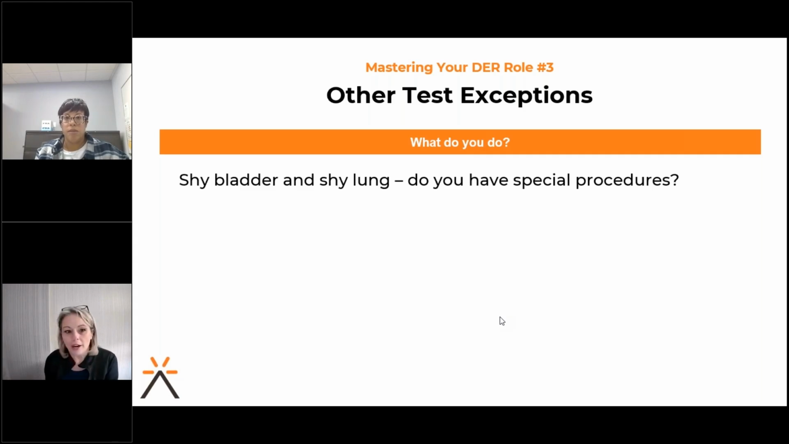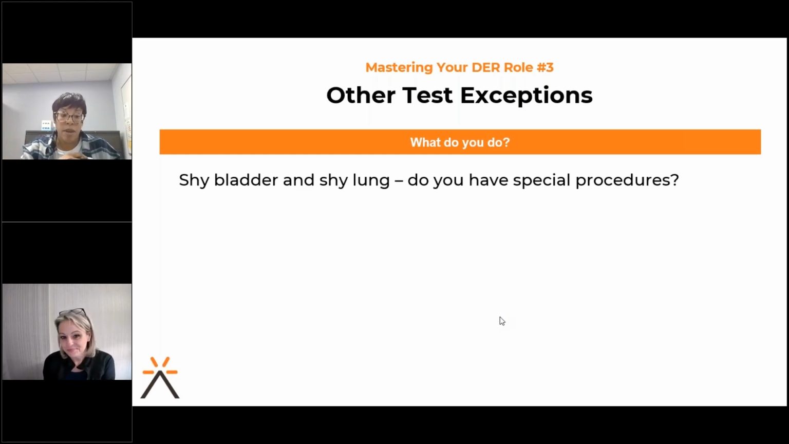How about if we look at shy bladder and shy lung? Do you have special procedures that you've brought into place to help avoid getting into any of those situations? Yes, I can go. I do have special procedures for shy bladder. I have it set up in my protocol that the collector gives me a call at the 2-hour mark. At that time, I call my on-site manager and I talk to the employee directly just to let them know what the consequences are if they're unable to provide a specimen within 3 hours, and also talk to them about what next steps would look like.